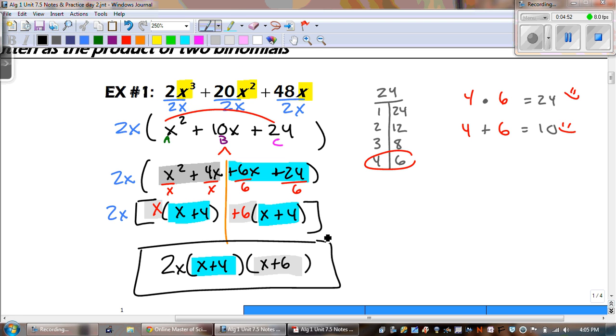and the 2x. So the only thing that's new from yesterday is that we're starting with the 2x. We have to factor out something before we get started.